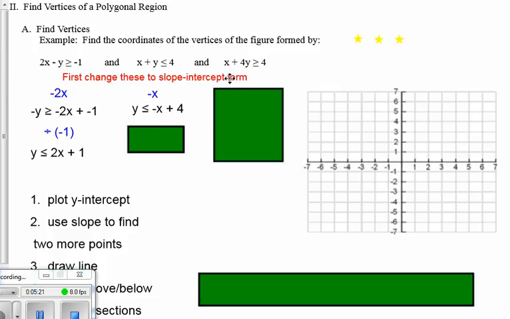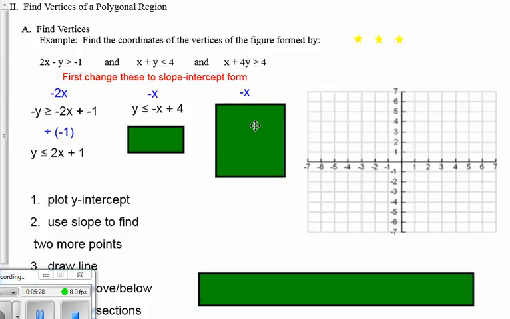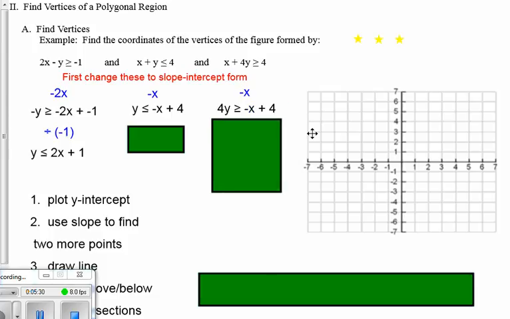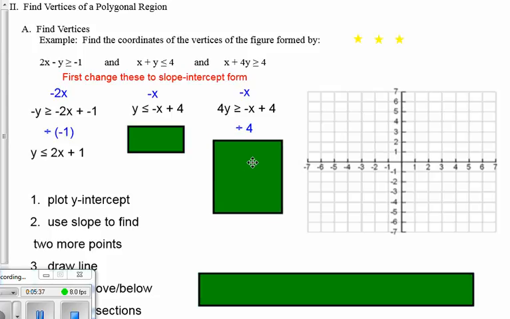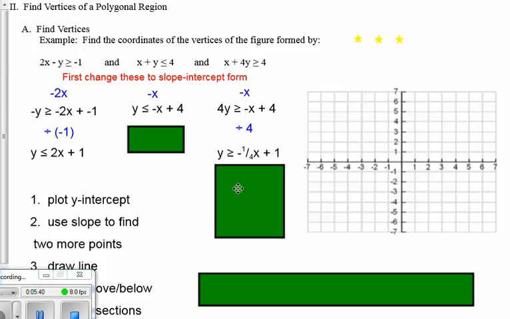For our last one, we have x plus 4y is greater than or equal to 4. So we need to subtract x from both sides. That's going to leave us with 4y is greater than or equal to negative x plus 4. Then we need to divide everything by 4, and that'll leave us with y is greater than or equal to negative 1/4 x plus 1. From here, we just continue on with graphing our system of inequalities, only we're doing it with 3.